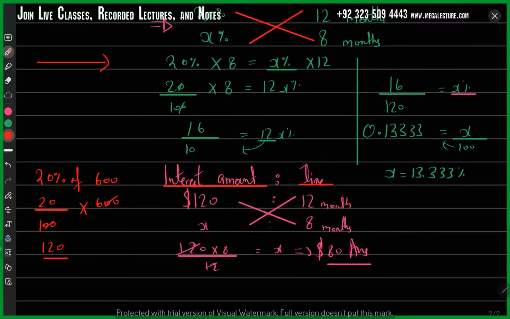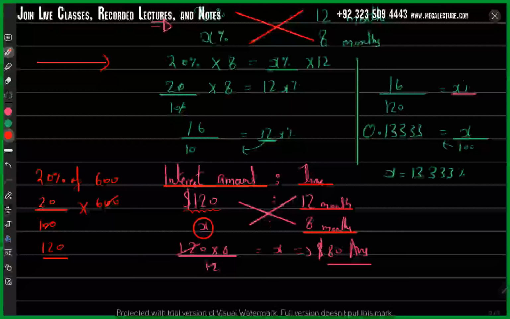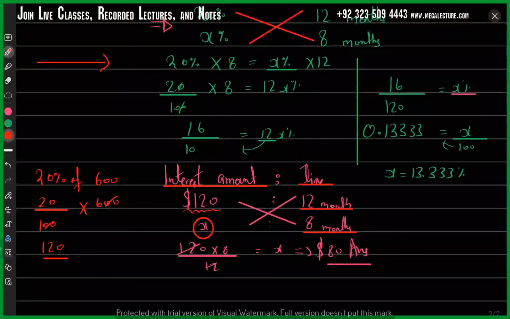This 120 is basically the interest amount I would have in my bank after 12 months. But what would be the interest amount after 8 months? That is X. I'm not sure about that, so I've just cross multiplied the two. I've made X the subject, and that has given me $80. So $80 is going to be the interest amount after 8 months. Is it okay now?